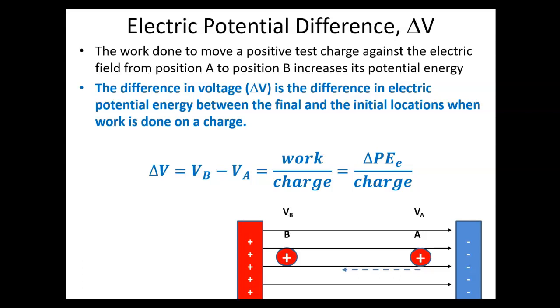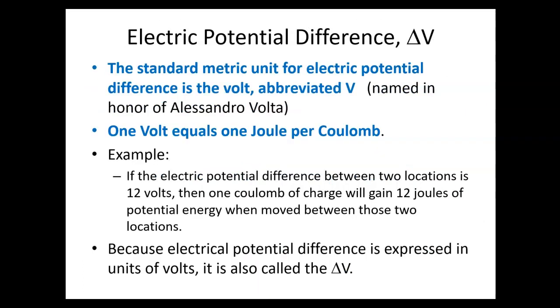So when we talk about a difference in voltage between 2 points, that represents the difference in the electric potential energy between those 2 points. The standard metric unit for electric potential difference is the volt, which is abbreviated with an uppercase V. And 1 volt is equal to 1 joule per coulomb, because remember, it's talking about the energy per unit of charge, so joule per coulomb.